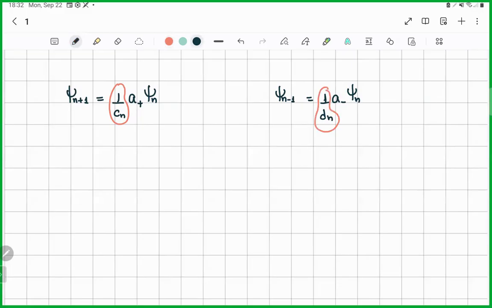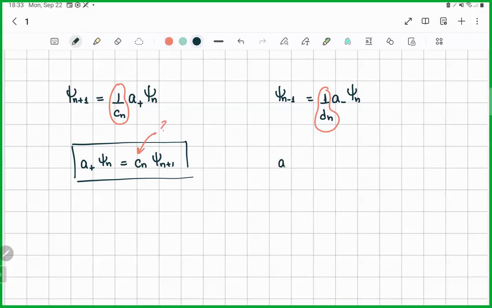Okay, very well. So let me rewrite these equations in this form. A plus acting on psi n is some Cn that we are trying to find, times psi n plus 1. So this is one equation, and our goal is to find what Cn is. The other equation is A minus acting on psi n, which becomes dn times psi n minus 1. And we want to find what this dn is that ensures that this new state is normalized.